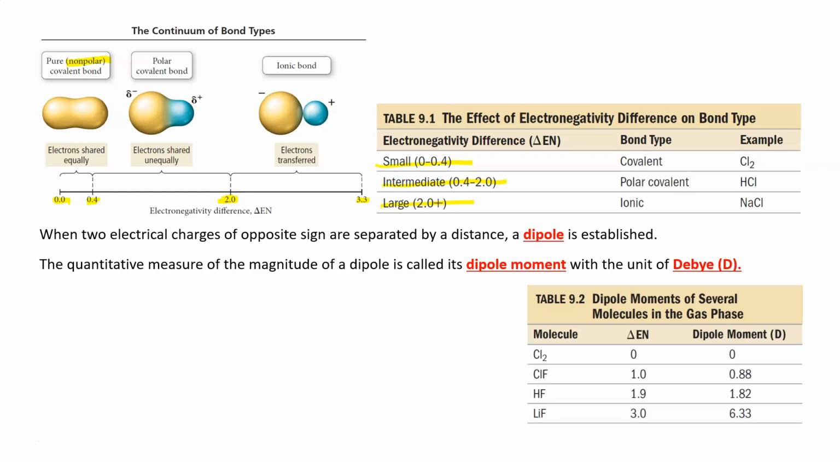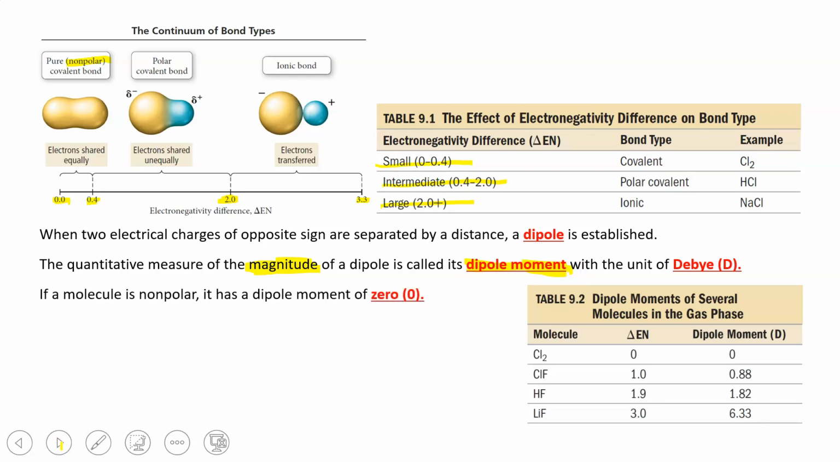Let me take that back. The only molecules that don't have a dipole are nonpolar ones. We'll get to that in a second. The quantitative measure of the magnitude of a dipole is called its dipole moment. So in other words, how great of a difference in charge over that distance do we have? That's called your dipole moment, and the units are debye.